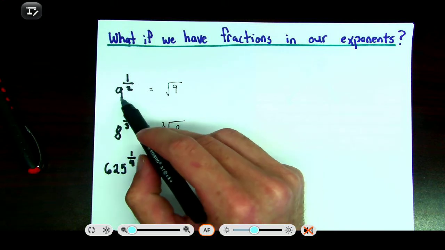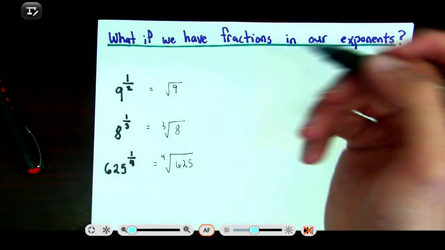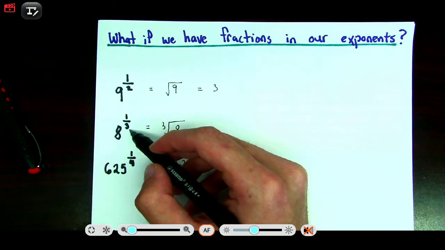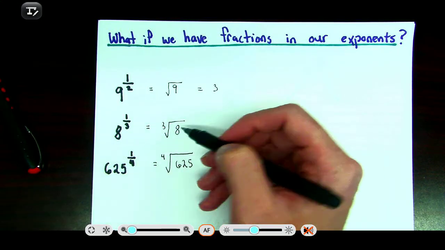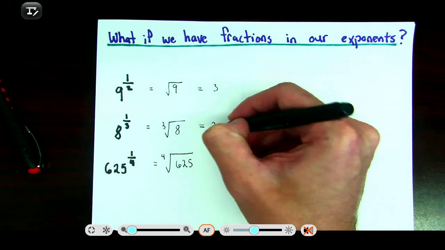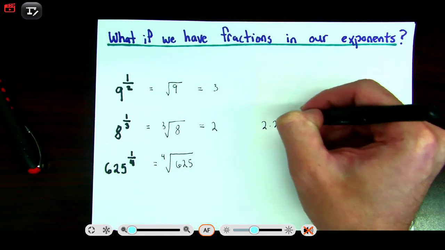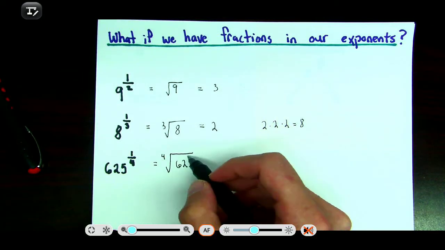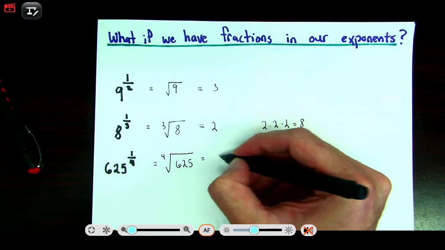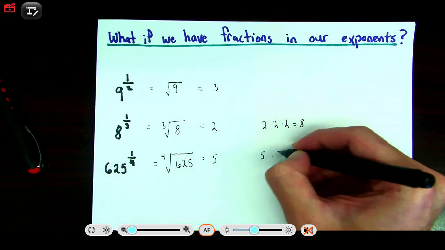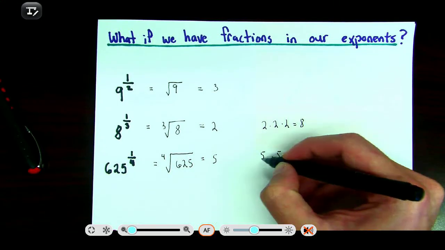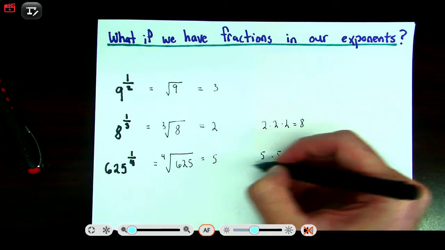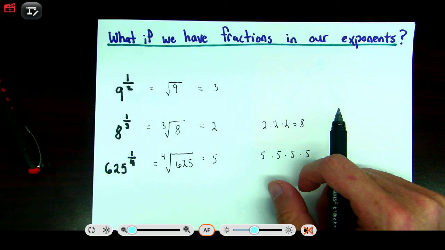So 9 to the 1/2 is the square root of 9, and that's just equal to 3. 8 to the 1/3 is the same as the cubic root of 8, and that would be 2, because 2 times 2 times 2 is 8. The fourth root of 625 would be 5, because 5 times 5 is 25, times 5 is 125, and 125 times 5 is 625. So there it is.